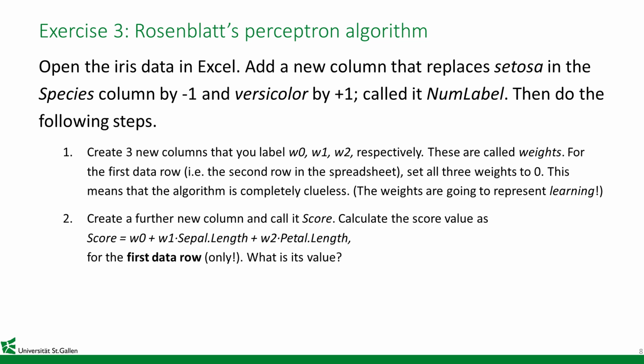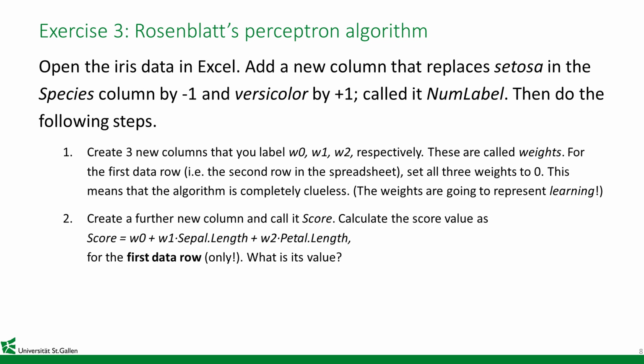We start exercise 3 by creating a new column that replaces the setosa species by -1 and the versicolor species by +1. And we call the new column num label. We choose this -1 and +1 coding of the variable because we will choose a very simple boundary. In our score equation, which we will see shortly, we will classify a flower as versicolor if the score is greater or equal to 0, and we will classify it as a setosa flower if the score is below 0.